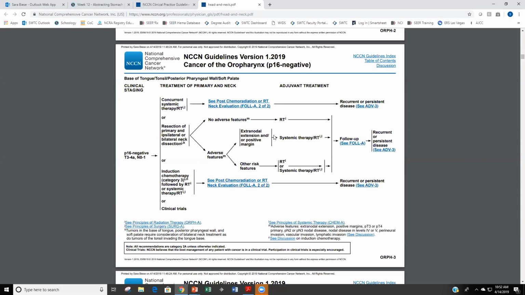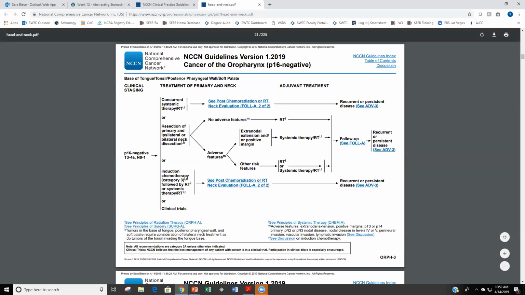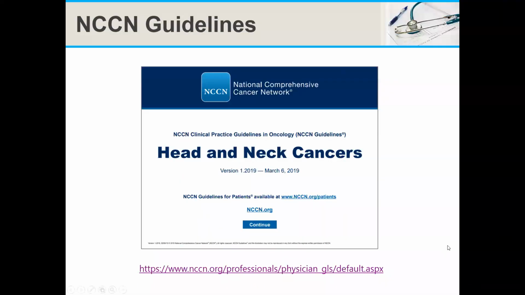So as you can see with the head and neck, many of the treatments, if you look at early stage, sometimes can just be surgery, sometimes only need radiation, whereas others are surgery and chemoradiation or chemoradiation prior to surgery. So it all has to do with not only the type of treatment, but the order in which those treatment modalities happen. So take some time to learn a little bit more about head and neck NCCN guidelines.